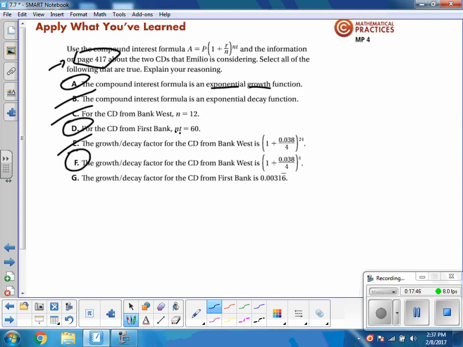So you can take a look at what's different about them. They both have the interest rate, and they have it happening for that amount of time, but the exponent is different, and F is the true one. G is not true.